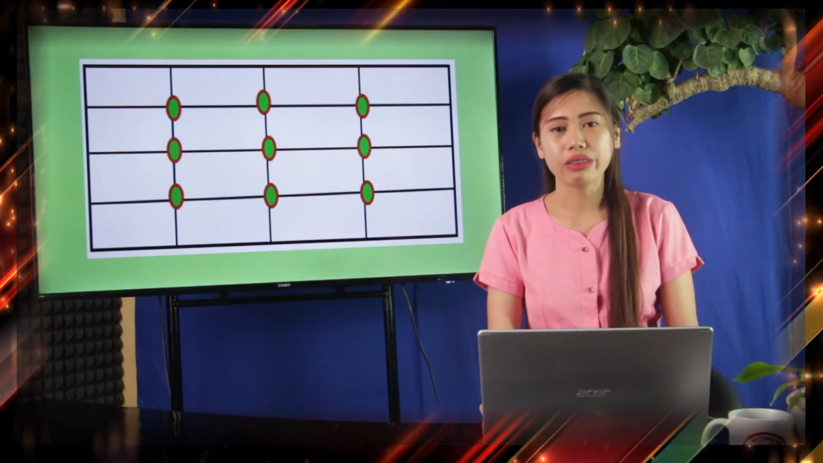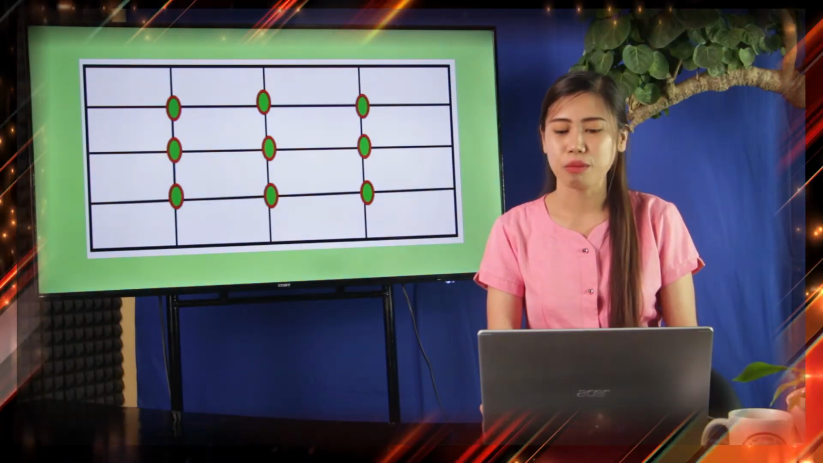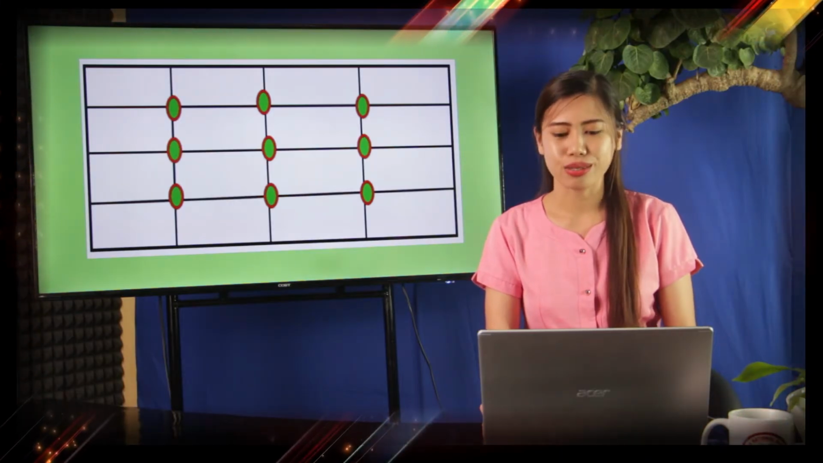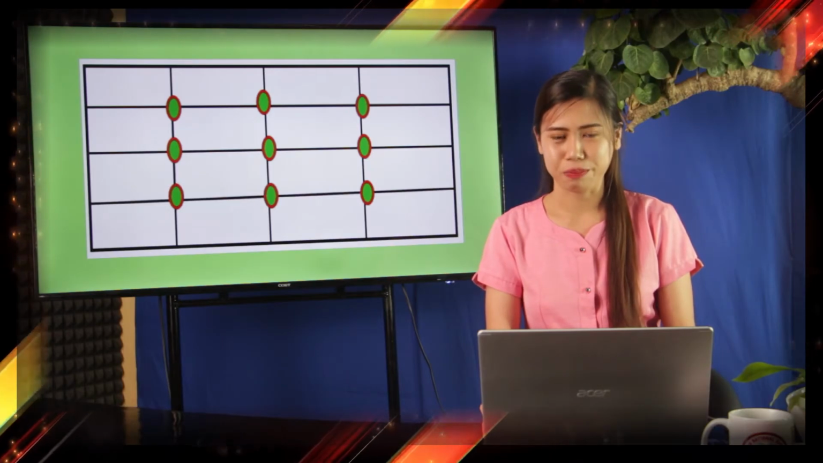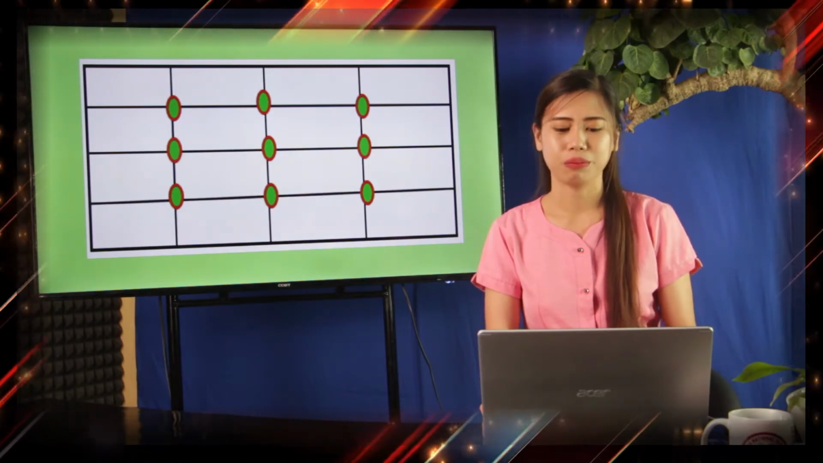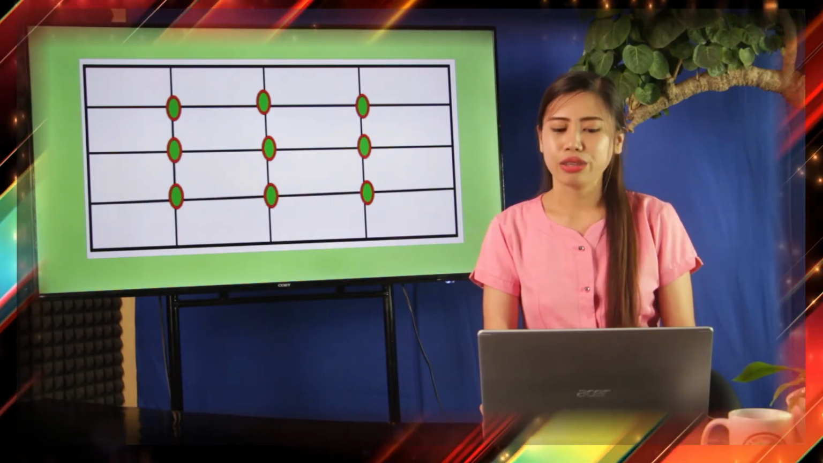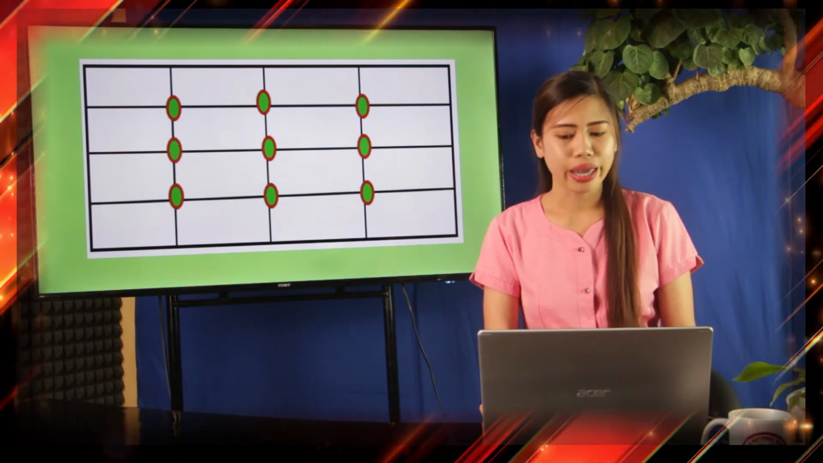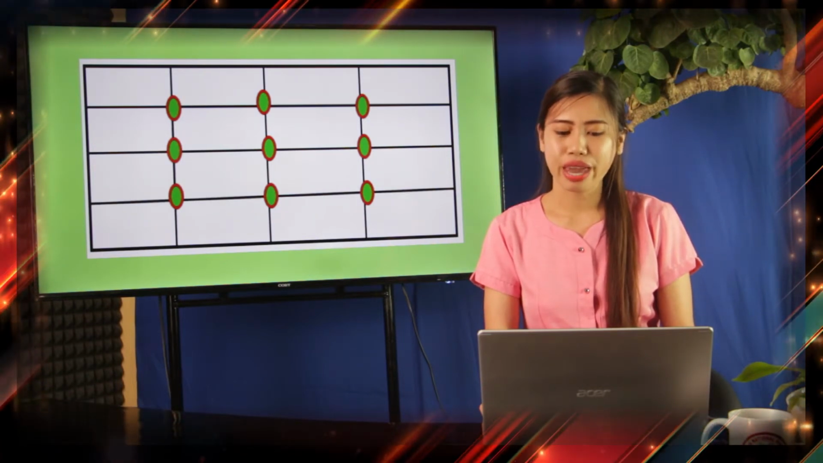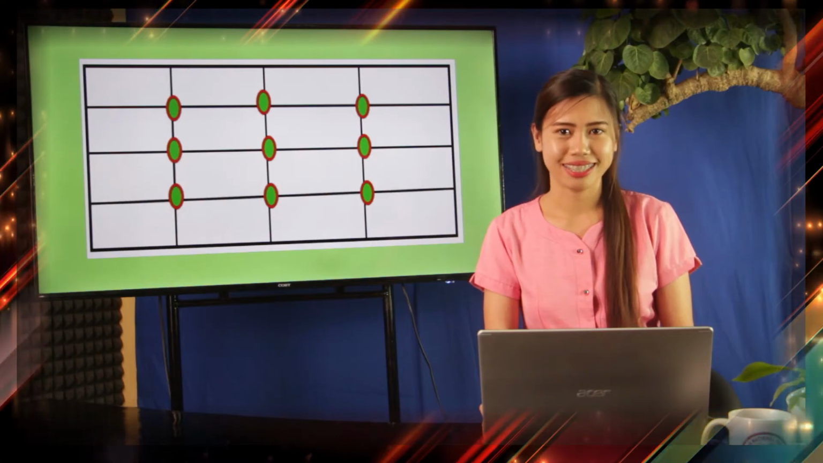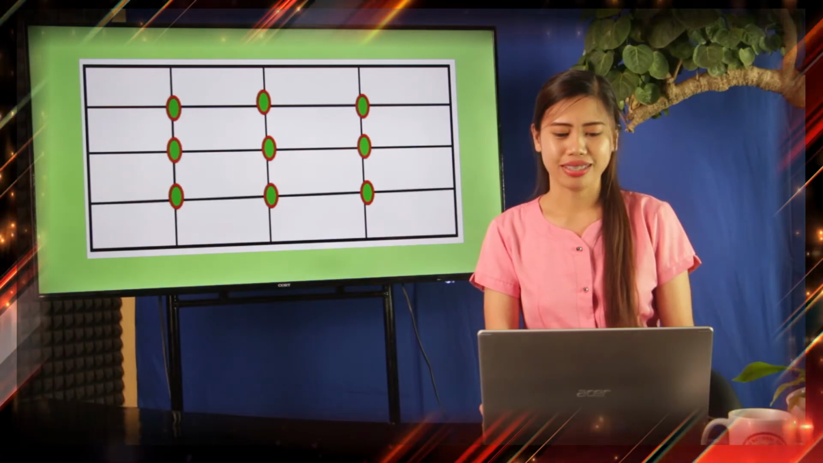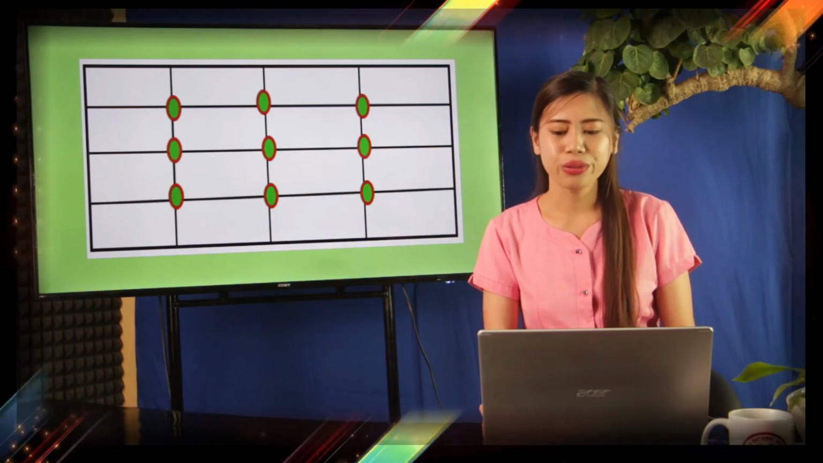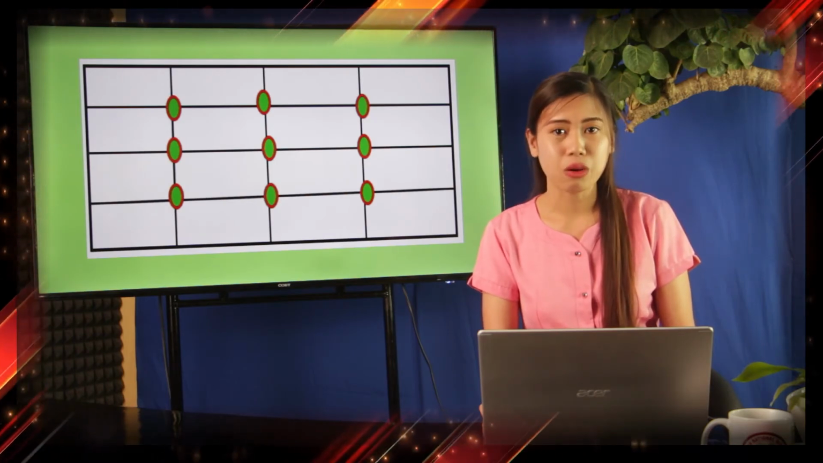So this is what a rectangular planting system looks like. What are the advantages of a rectangular system? We have four. First, intercultural operations like weeding, pruning, and fertilizing can be carried out easily. Second one, light can penetrate into the orchard through the large spaces between rows.